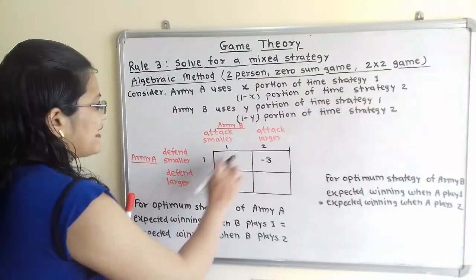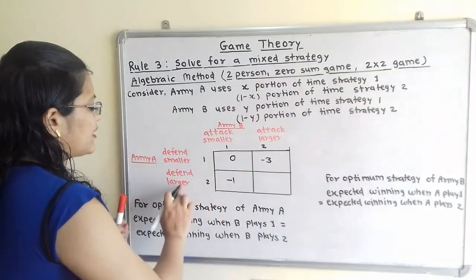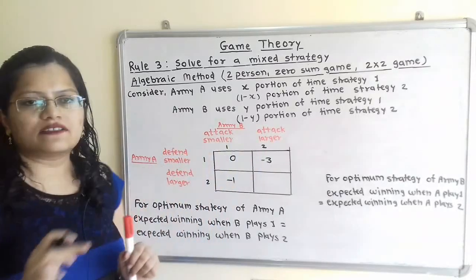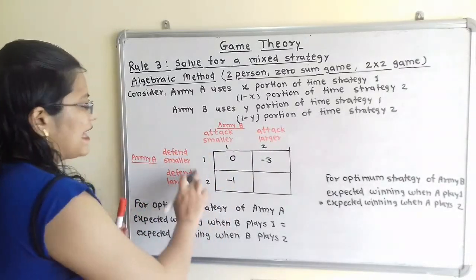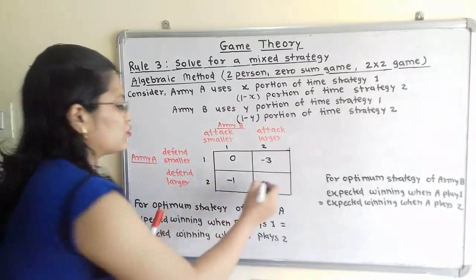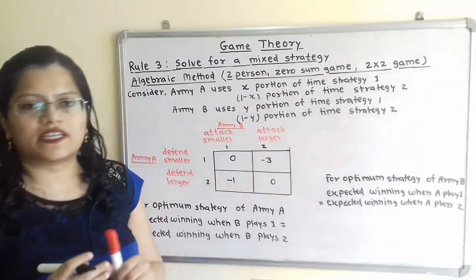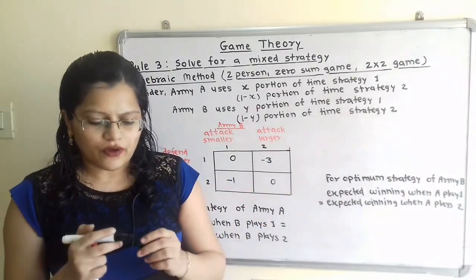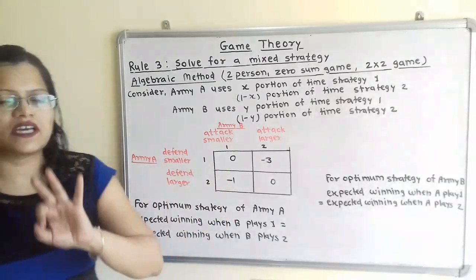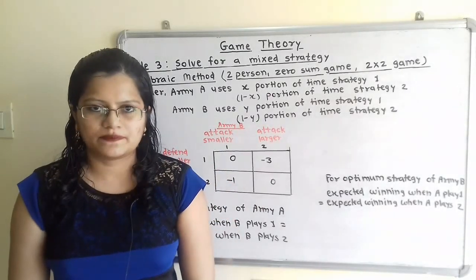And now we take the combination of these two, defend larger airbase and attack larger airbase. Here the larger airbase is defended, so there is no loss, so we write 0. Now if we observe this matrix, there is no saddle point.